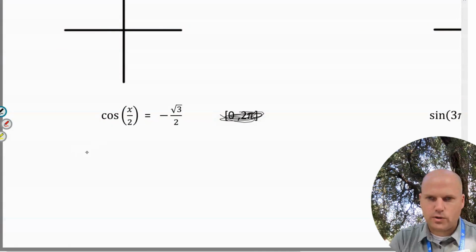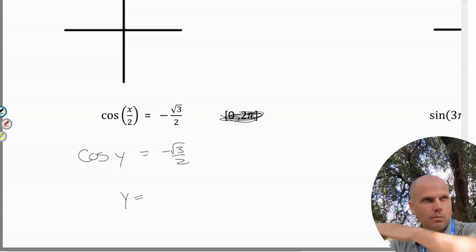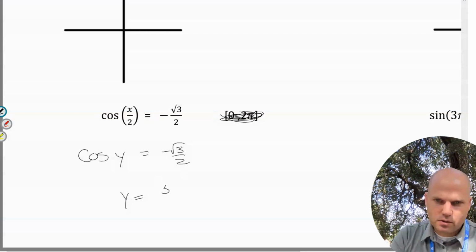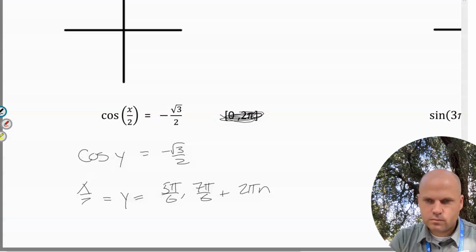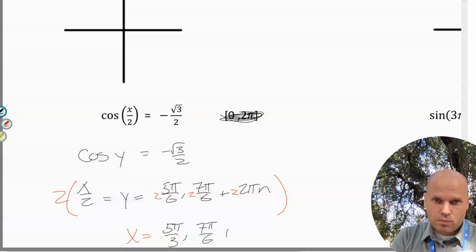I'll do the last 2, see if you can do it. 5 pi over 6, 7 pi over 6. Plus coterminal angles. Get rid of the 2 by multiplying everything by 2. Over 3, so this is going to be 5 pi over 3, 7 pi over 3, plus multiples of 4 pi. Make sure you can get those.